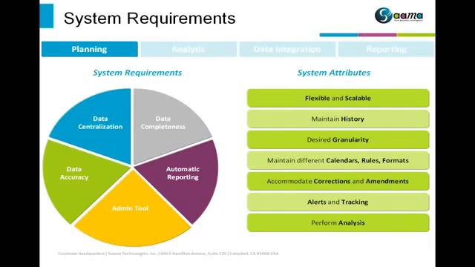Accommodate corrections and amendments. Well, once reported, changes can always be made through a process of amendment. So the system should be able to accommodate all these corrections as well. The system must also be able to alert when approaching spend limits as a proactive measure. Apart from reporting, the system should finally and very importantly provide analytical capabilities too.